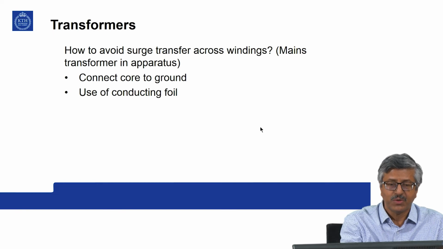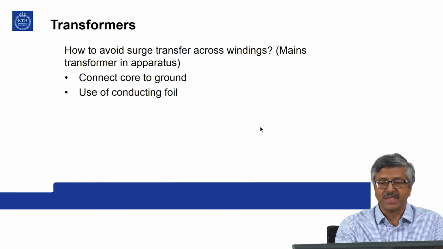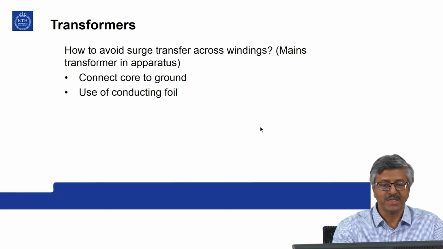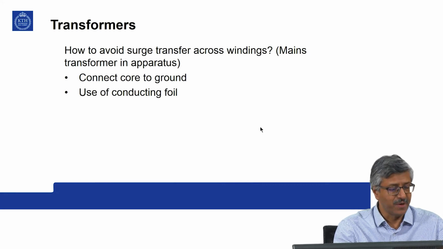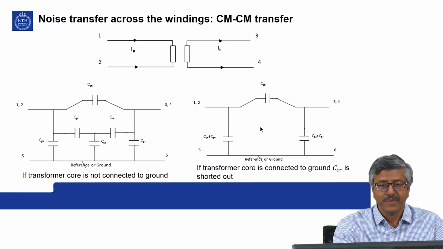So, our purpose is to avoid surge transfer across windings. There are two ways. One is to connect the core to the ground and use the conducting foil. So, we take common mode to common mode transfer.